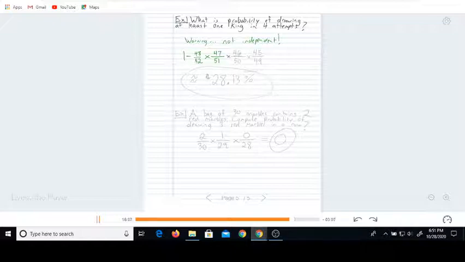Alright, let's do it again. So third draw, there's now 50 cards left in the deck. How many of them are non-kings? That's 46. Alright, every single draw we're removing one of the non-kings. And then our fourth and final draw, there's now 49 cards left in the deck. And of those 49, 45 of them are non-kings.